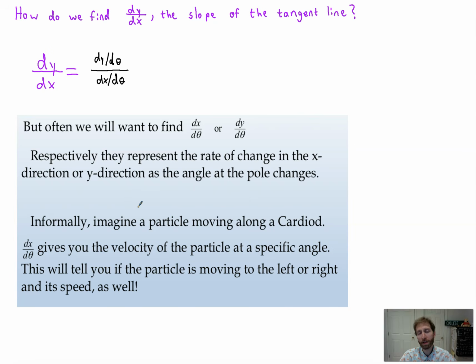And that instant is going to be at a certain angle that we are at. So informally, I like to think of it this way. Imagine any polar graph. Let's say it's a cardioid, something like this. Oh, it's a good-looking cardioid. Not really.